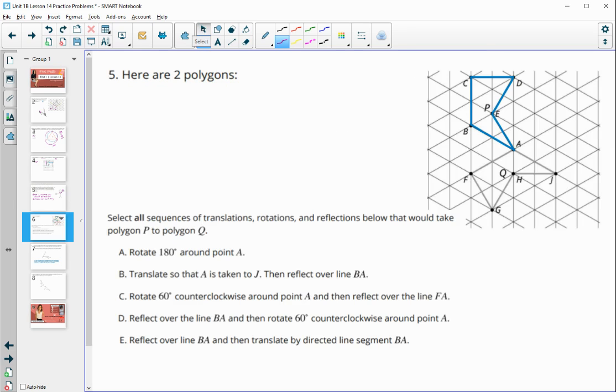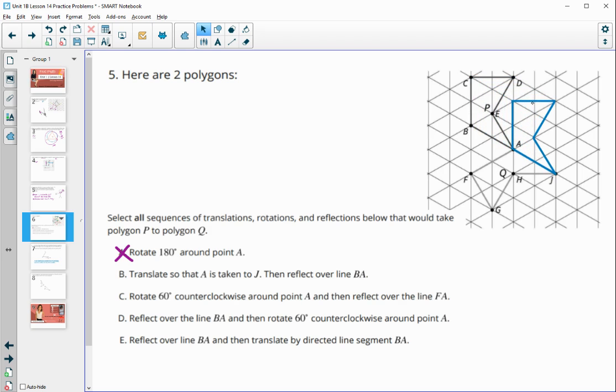All right, in number five, it gives us two polygons, P and Q. We want to select all of the sequences of transformations that will take P onto Q. Letter A asks us just to rotate P around A 180 degrees. So since A is the rotation point or the center point, the angle A in P would have to match the angle A in Q for this to even have a possibility of working, and it doesn't, so this is false.